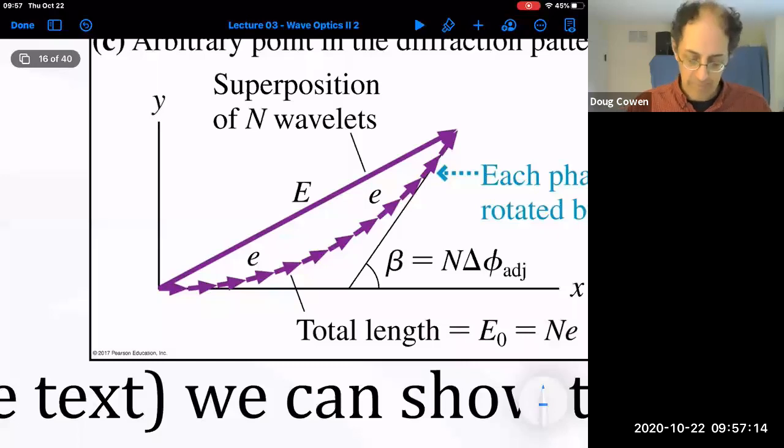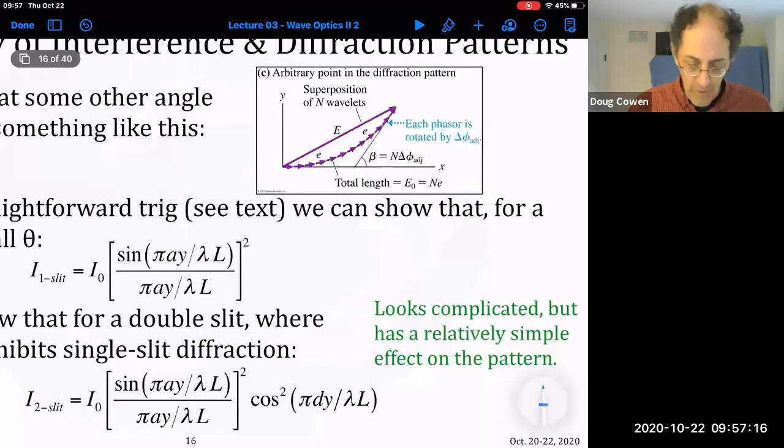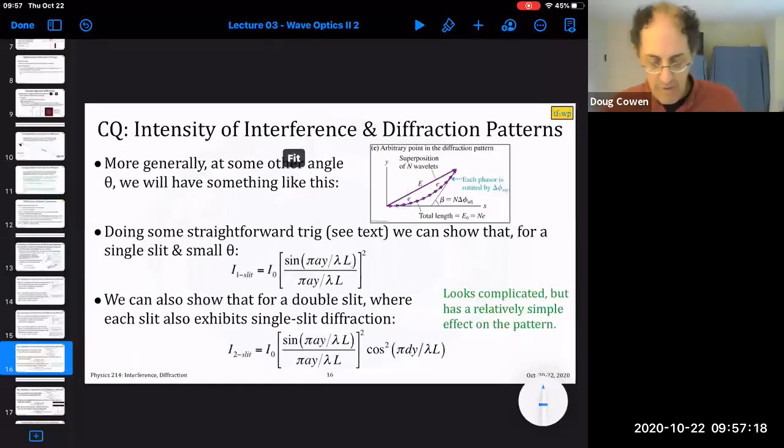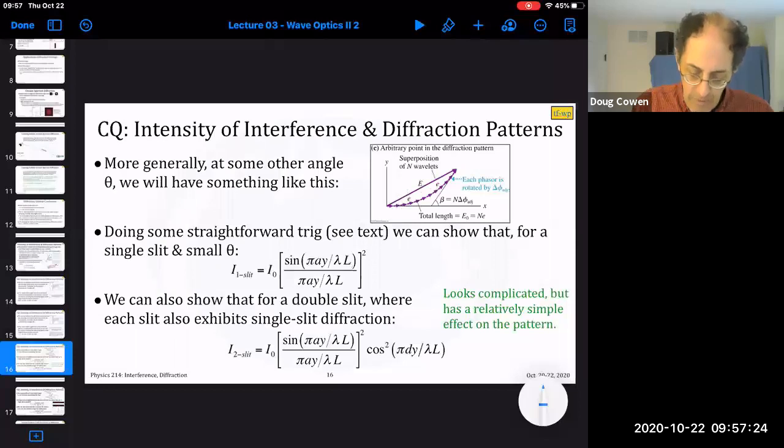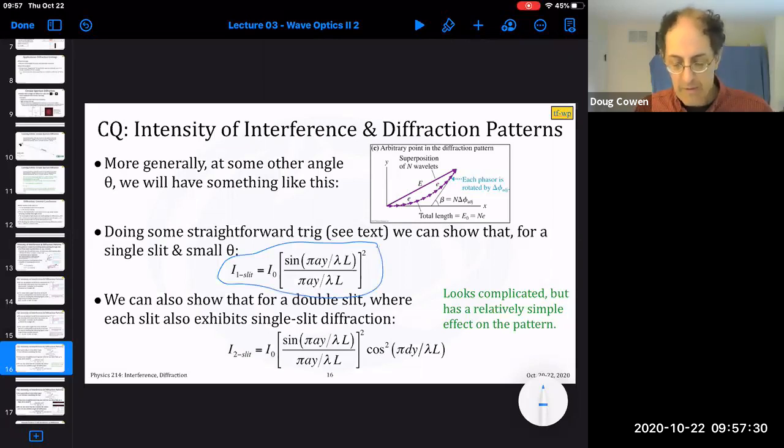at the screen. And if you go through the trigonometry, which is somewhat straightforward, a little bit involved, but I'm sure you can follow it through, you will get for a single slit that the intensity is some base intensity times the square of this sine function, sine of alpha over alpha, squared.